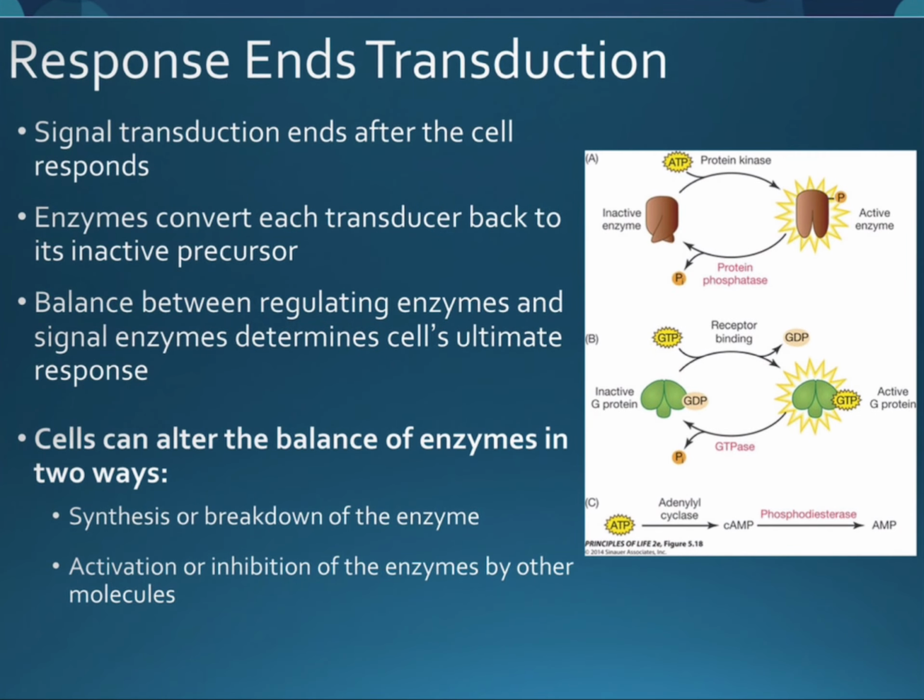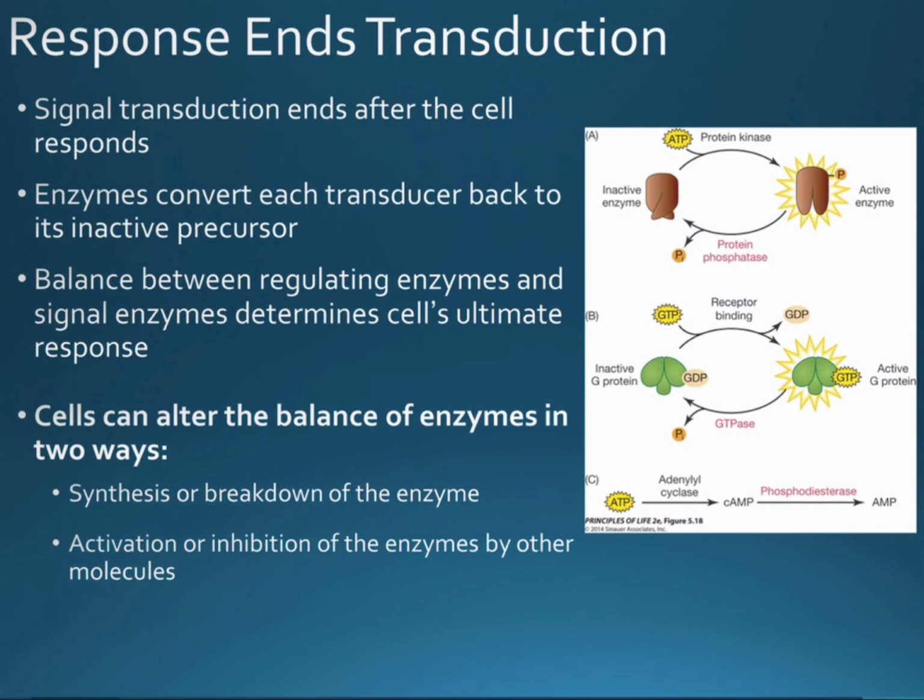So a response is going to end transduction. Signal transduction ends after the cell response. The enzymes convert each transducer back to its inactive precursor. The balance between regulating enzymes and signal enzymes determines the cell's ultimate response. So cells can alter the balance of enzymes in two ways. Either they can have the synthesis or breakdown of the enzyme, or they can have the activation or inhibition of the enzymes by other molecules.